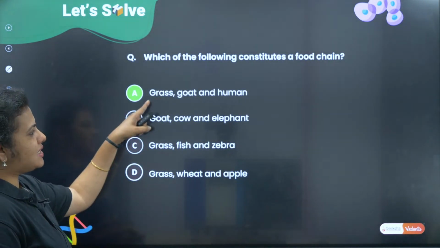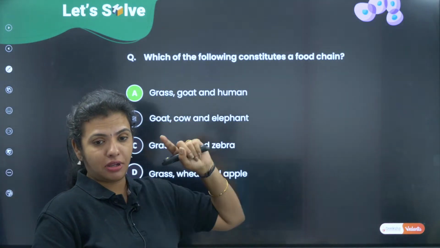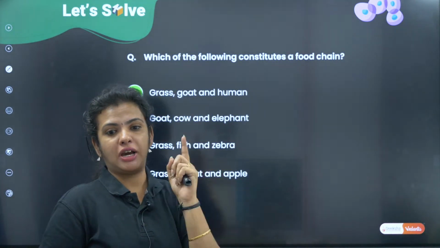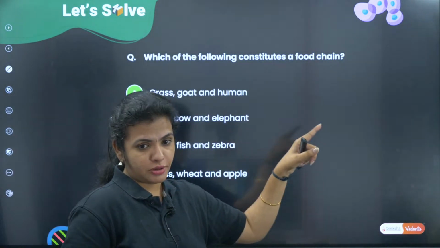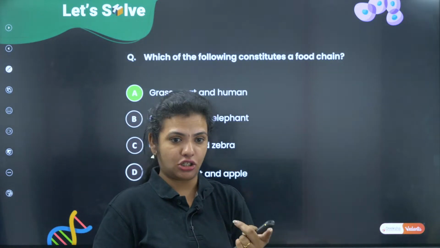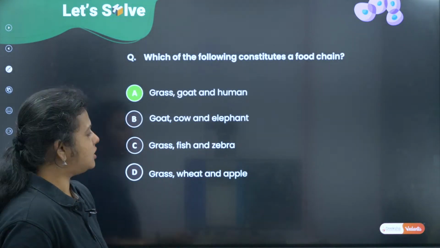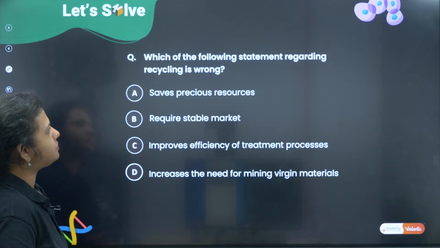So grass, which is a producer plant, is being eaten by a primary consumer, which is a goat. The goat is being eaten by a human being, who is a secondary consumer. Okay, most simple question. All right.